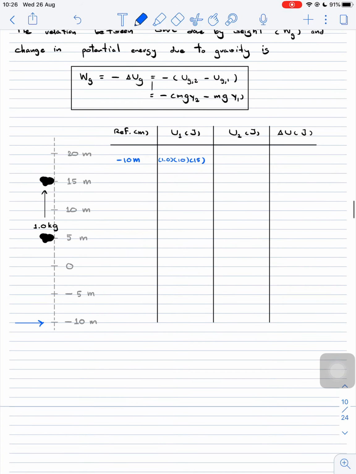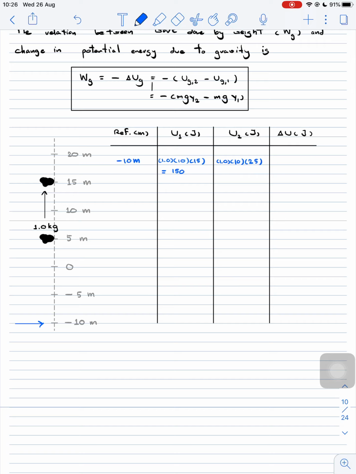Then we get U1 to be equal to 150 joules. Actually I have the unit here already, so let me delete this one. 150 joules. Now for U2 at this position, we do the same thing. We have mg and then y. The y is equal to what? Equal to 25, because from negative 10 to 15, it's just 25 meter.